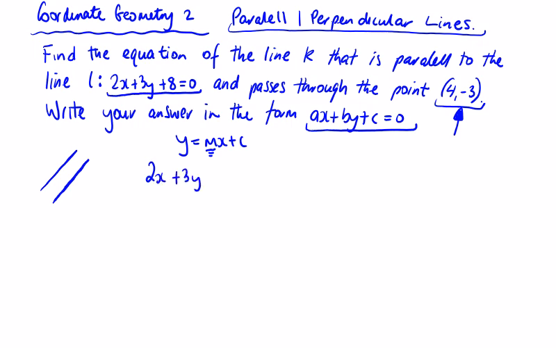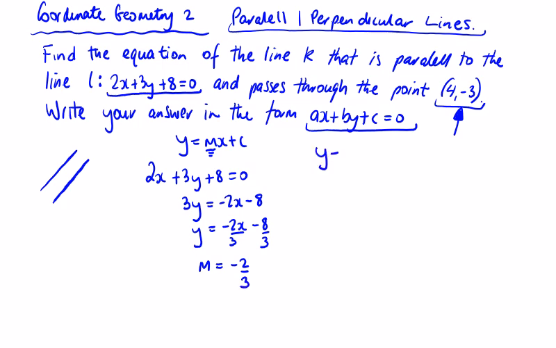2x plus 3y plus 8 equals 0. So 3y is equal to minus 2x minus 8. So y is equal to minus 2x over 3 minus 8 over 3. So my slope m is equal to the coefficient of x, minus 2 over 3.